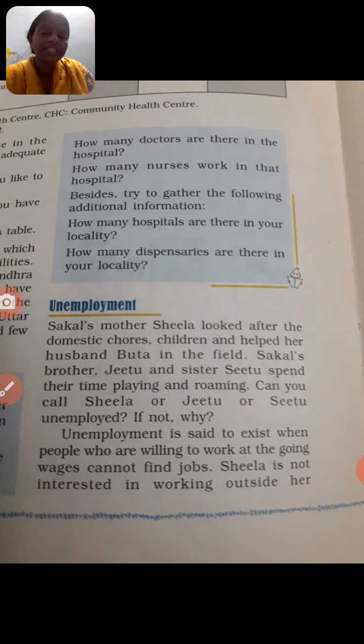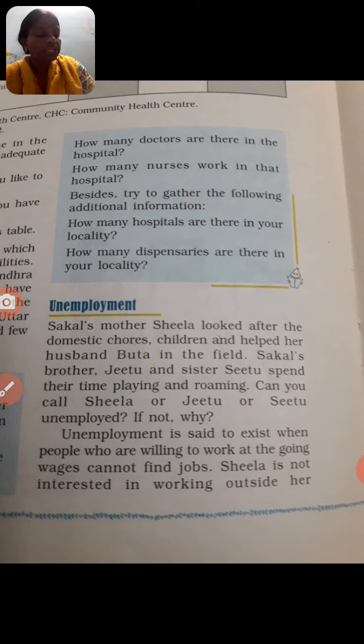Non-market activities are those works which do not add value to the national income and which people do for self-consumption. It means they are not valued or sold in the market, or these works are not done to earn money. These are done only for self-satisfaction and self-consumption.